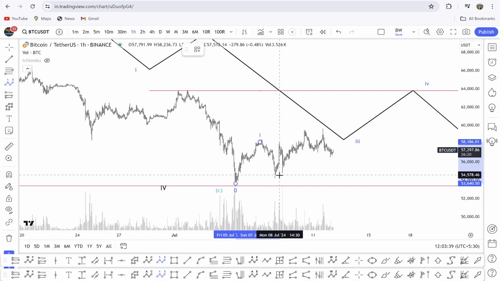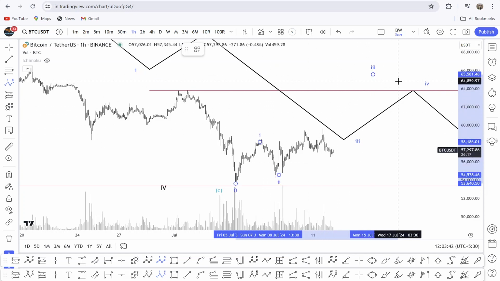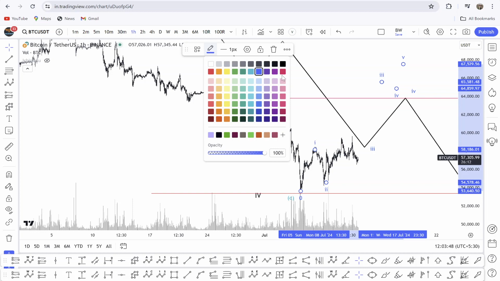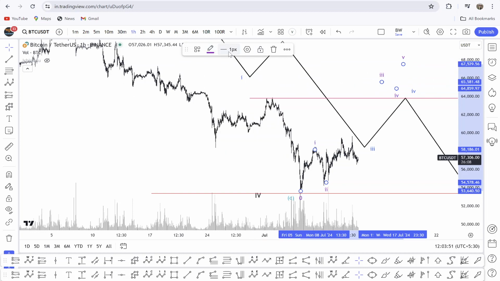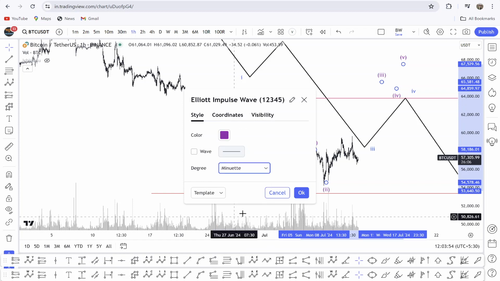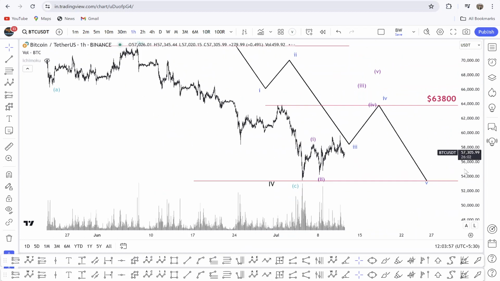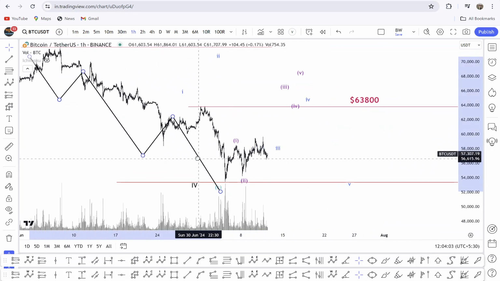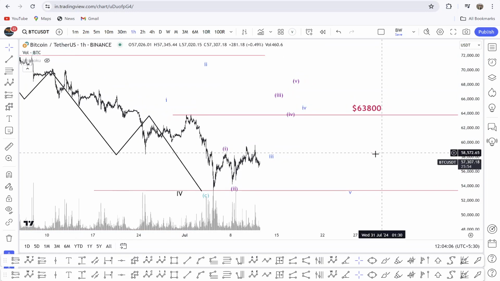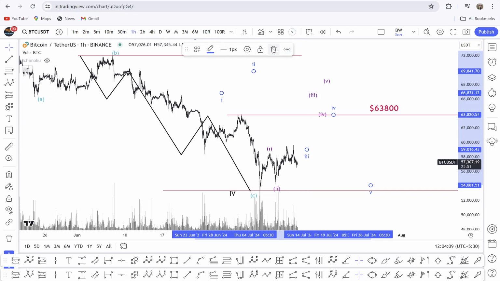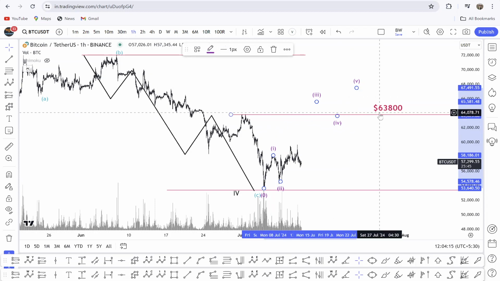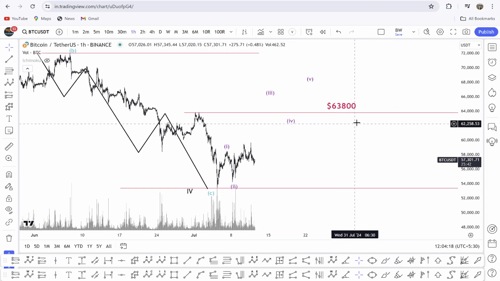In this lower time frame, this is 1, 2. We consider 3, 4, 5 like this. A new cycle. This high rally, this 5 years rally should be complete above this 63,000, like this.